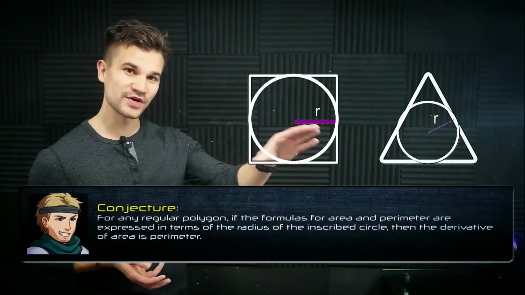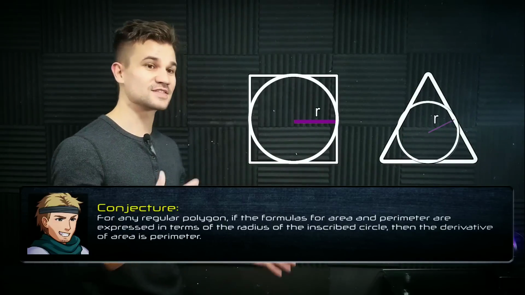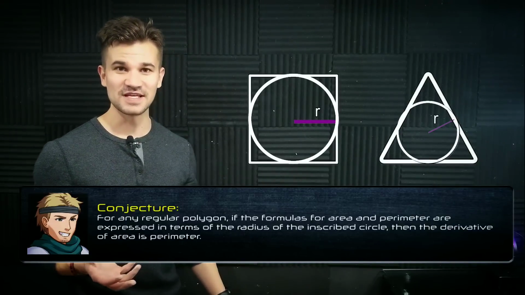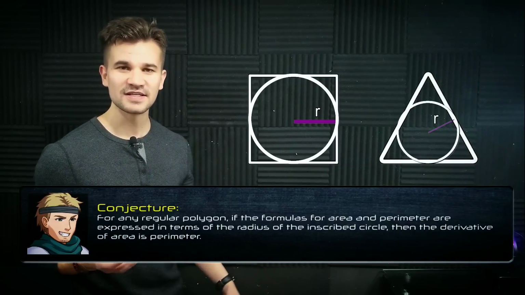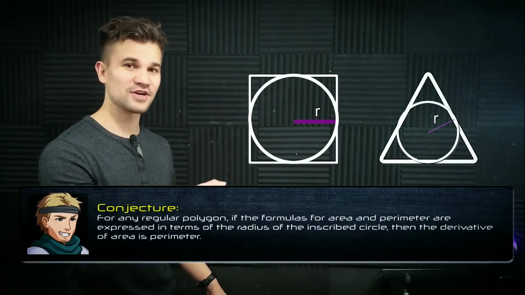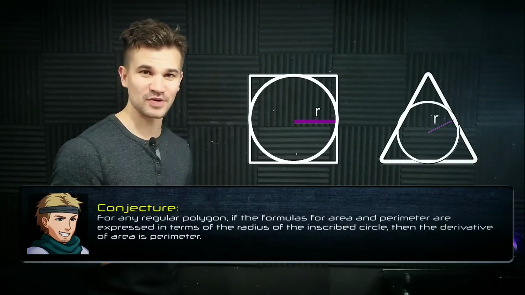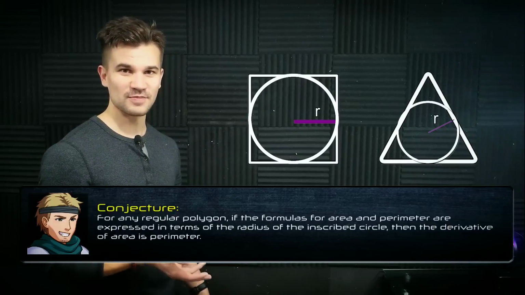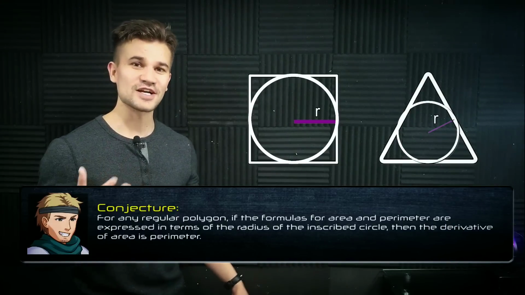But once we saw that weird measurement for the triangle that happened to be the radius of its inscribed circle, it's clear that that's how we want to view this measurement. So our conjecture that we can make, given this information, is that given any regular polygon, if we express the formulas for area and perimeter in terms of the radius of the inscribed circle of that regular polygon, then the derivative of the area is the perimeter. So that's a very nice and beautiful conjecture. The next step is to try to prove it.